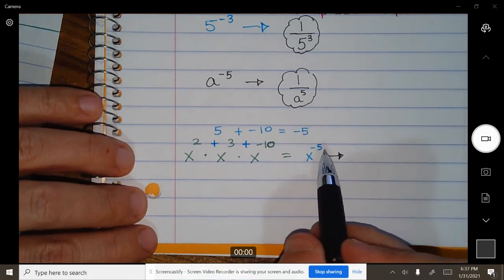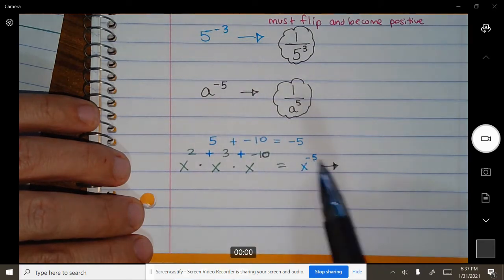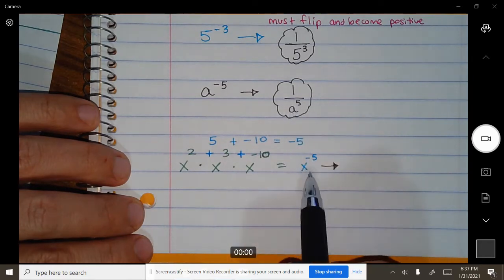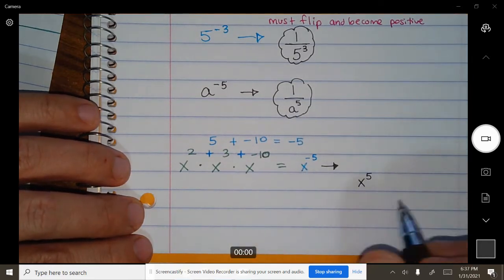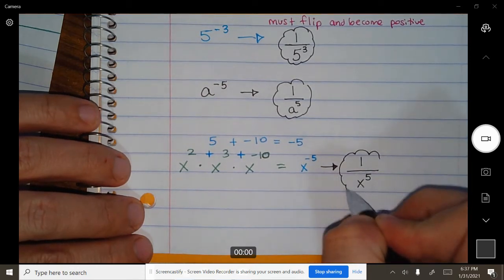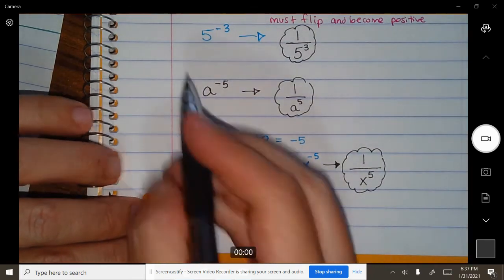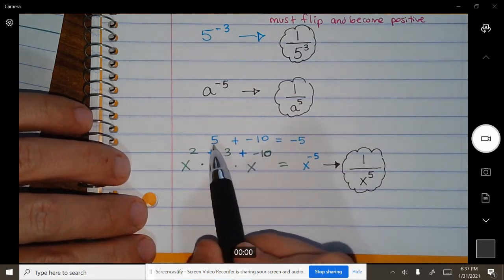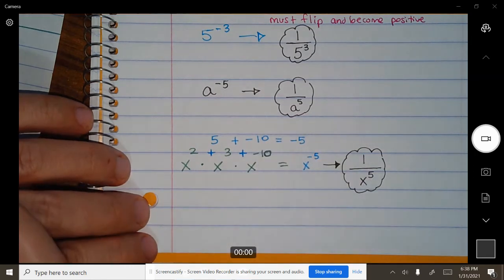Anything to the negative 5, what's supposed to happen? Okay, so guess what? This, just like this answer here, it has to look like this. So it's going to be 1 over x to the 5th. It turned positive, but it had to flip sides. And that's your final answer there. Okay? It's a weird one, but all you're supposed to do is just add across. But when we're adding with negatives, aren't we really subtracting? Isn't 5 and negative 10 you subtract 5 from the 10, and you get that, okay?